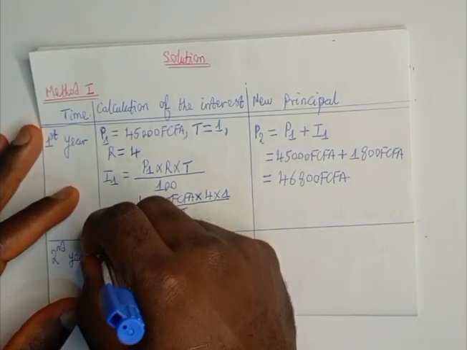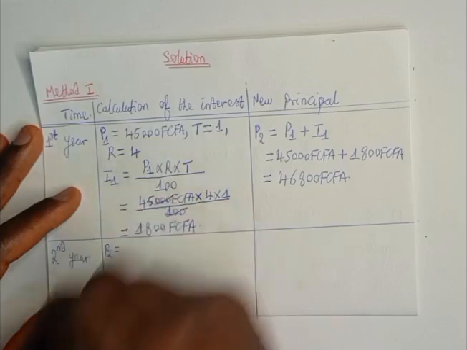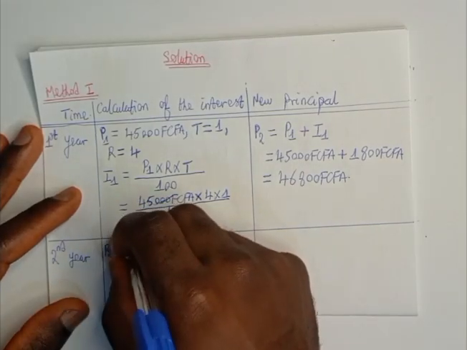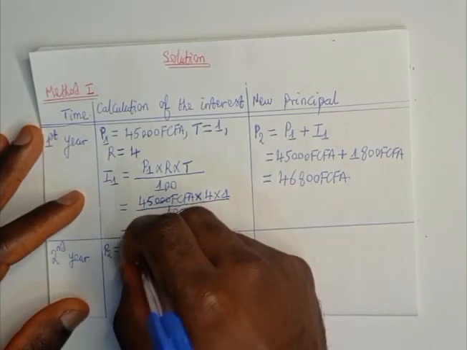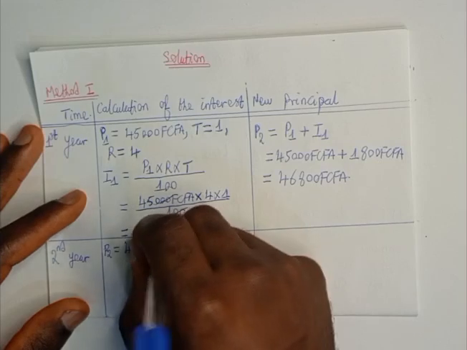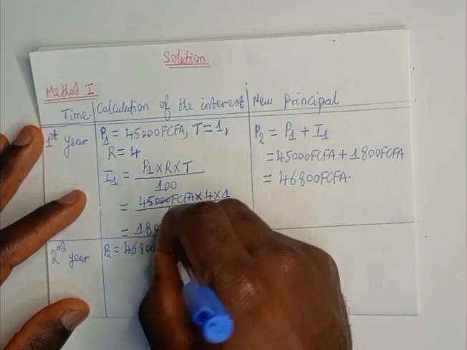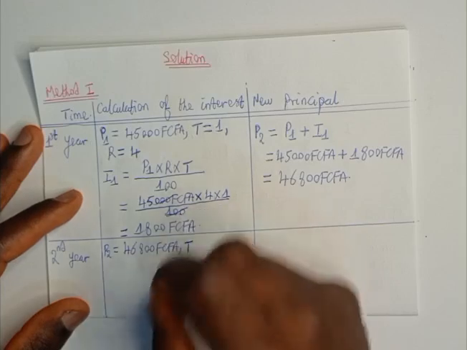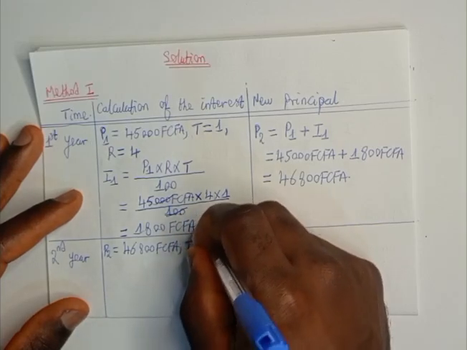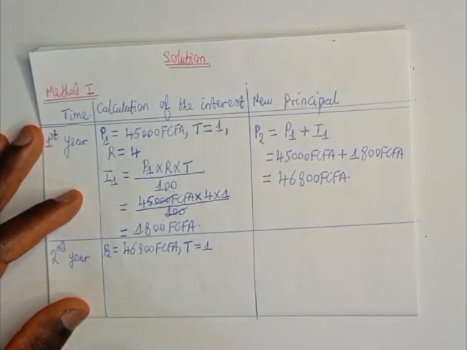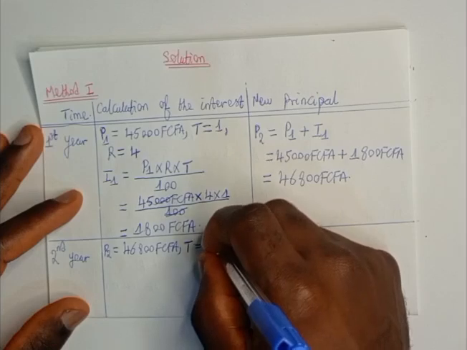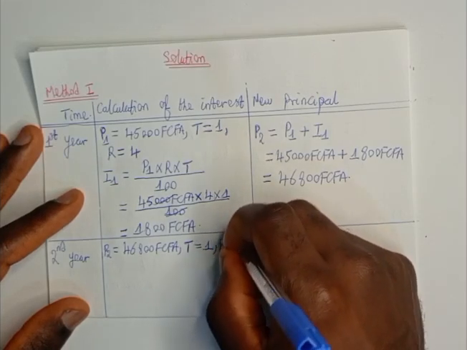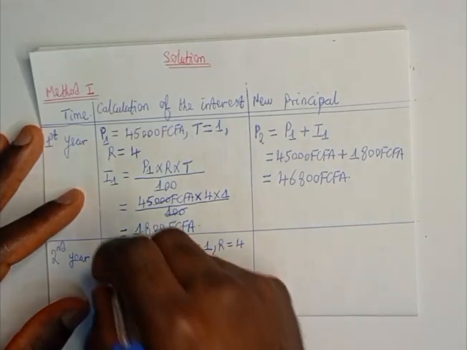The second year we have the principal P2. It is 46,800 francs CFA. The time period for the second year is 1 year. The value of the rate remains the same, which is 4.